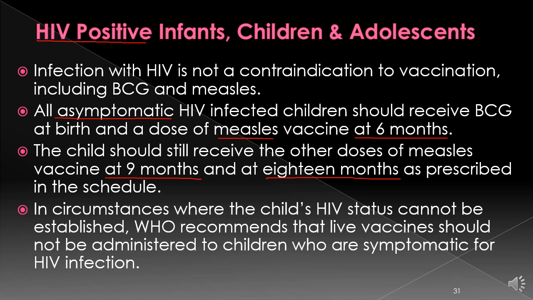In a situation where, as a healthcare provider, you are not able to establish the HIV status of a child, then the World Health Organization recommends that live attenuated vaccines should not be administered to children who are symptomatic for HIV infection. That means when you do the module on pediatric HIV, there is what we call the presumptive diagnosis of HIV in a child, where you are not able to conclusively, by way of the laboratory, make a diagnosis of HIV. However, this is a child with HIV exposure, and then they're also presenting with HIV-defining symptoms. Those children are presumptively considered to be HIV infected. They are symptomatic. They should not receive the live attenuated vaccines. Very important for you to remember.